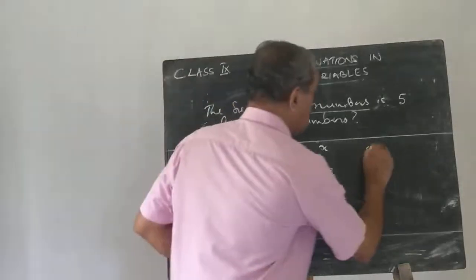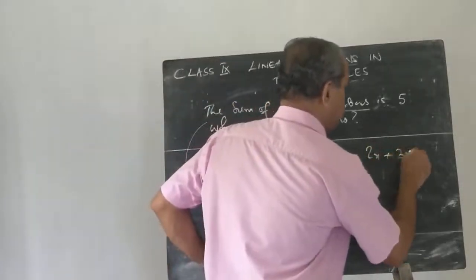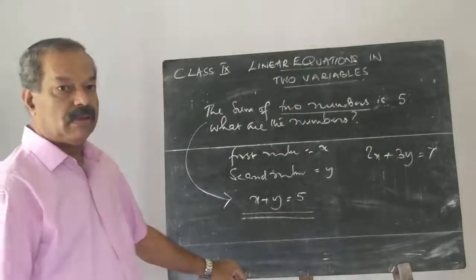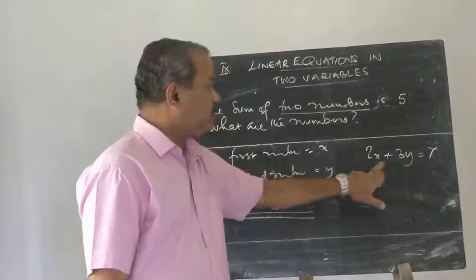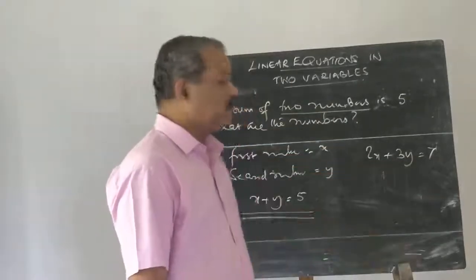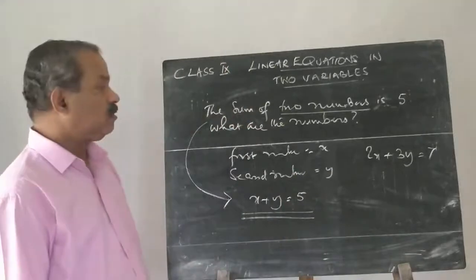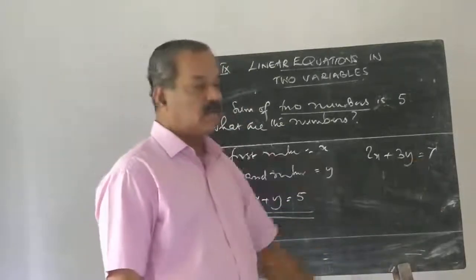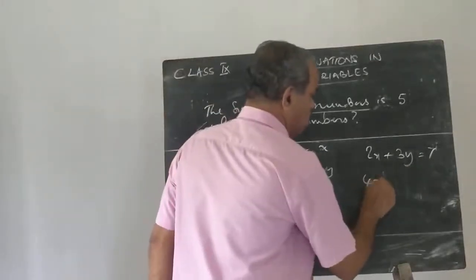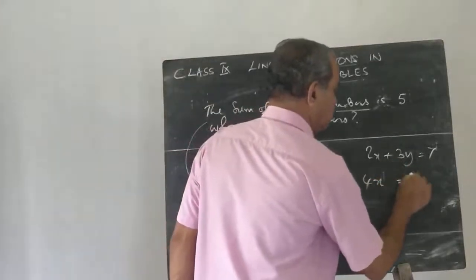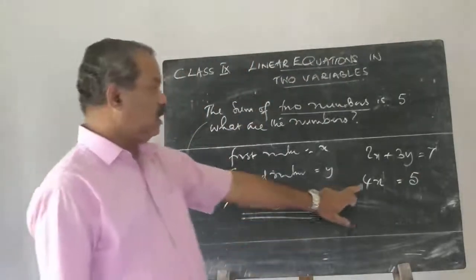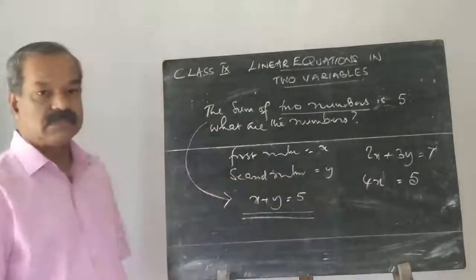Then 2x plus 3y equal to 7 is also a linear equation in two variables. Linear equation in two variables: 2x plus 3y is equal to 7. Now, 4x equal to 5. Is this a linear equation in two variables?